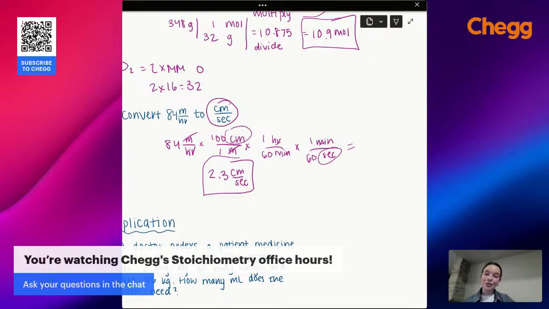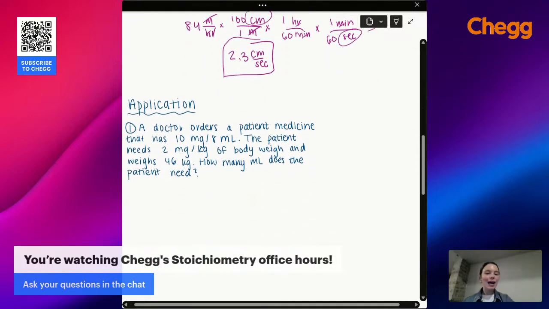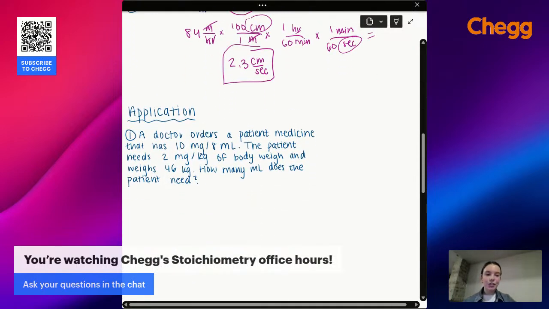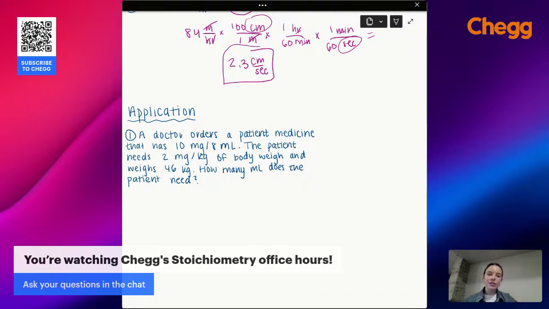This is Stoichiometry. All right, now I wanted to move on to some application questions because when I TA for chemistry, I always get a lot of questions of like, how is this going to help me in the real world? How is this going to help me in my job? So this first one, if you're a nurse or a doctor, if you're going to school for either of those, this application question is for you. This is 100% something you're going to see day to day in a hospital or doctor setting.